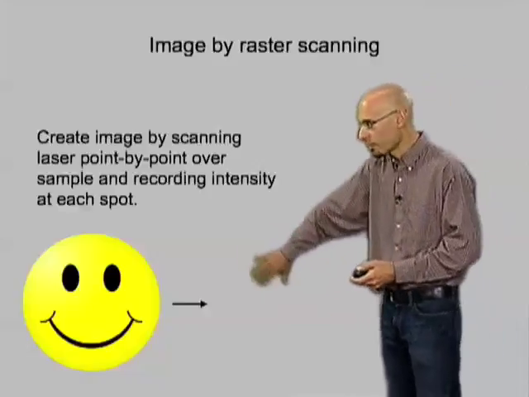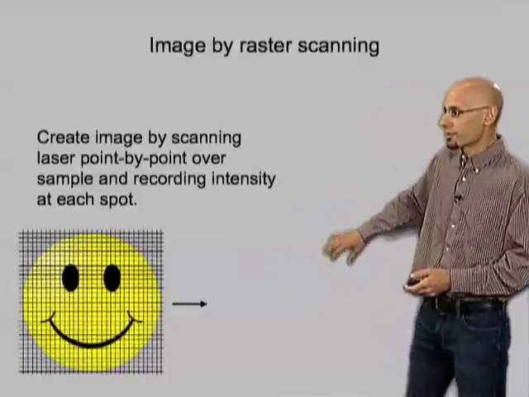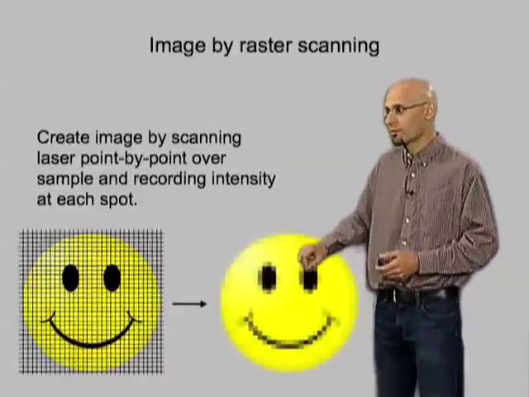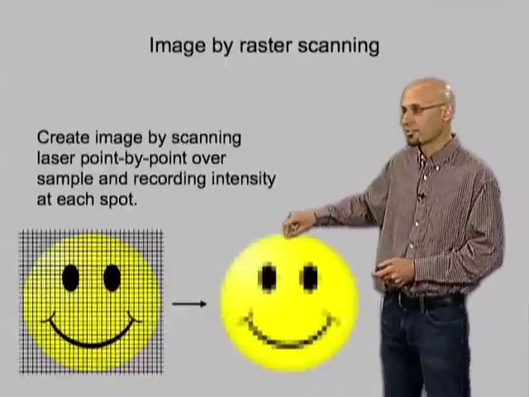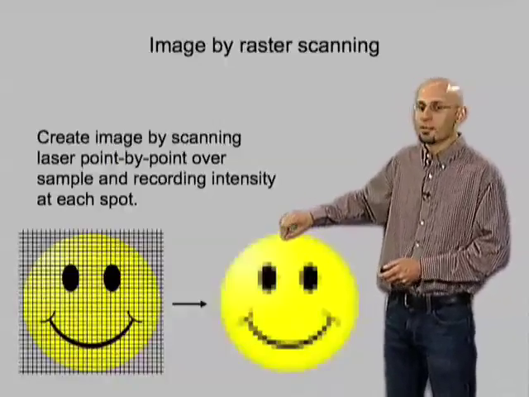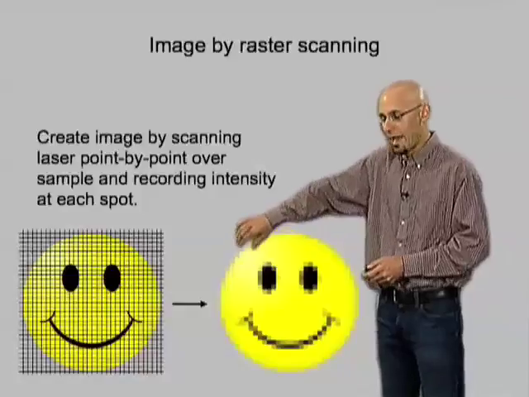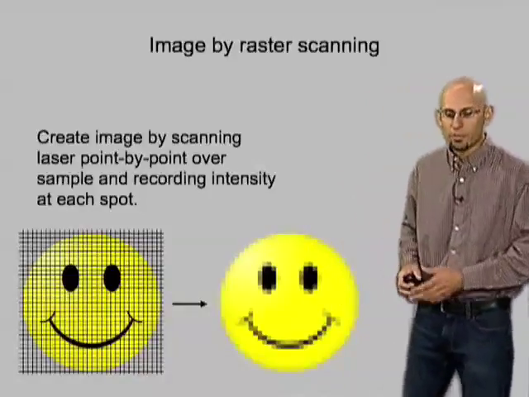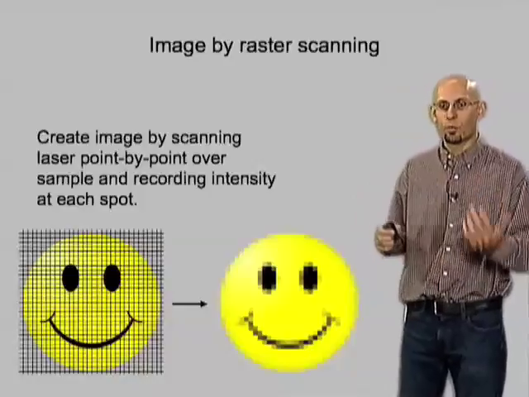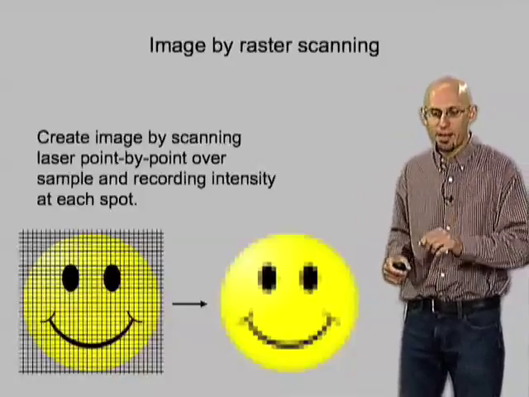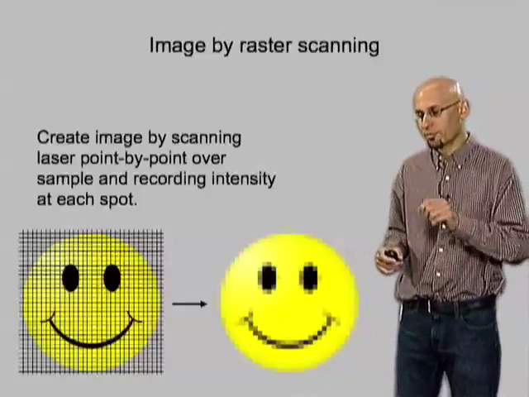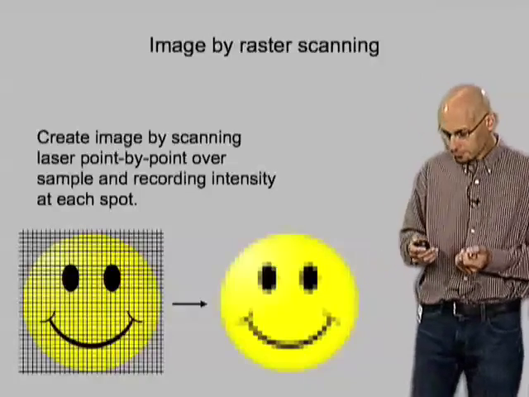If our sample is this smiley face here, the idea is we're going to put this grid over it of all the spots we're going to record, and then we're just going to march over that sample spot by spot, recording the intensities, and then in a computer add up the intensities for each spot to reconstruct the image here. So we're not taking an image of the whole sample at once, instead we're taking it spot by spot, saying how bright each of those spots is and then building up the image from all those individual spots.